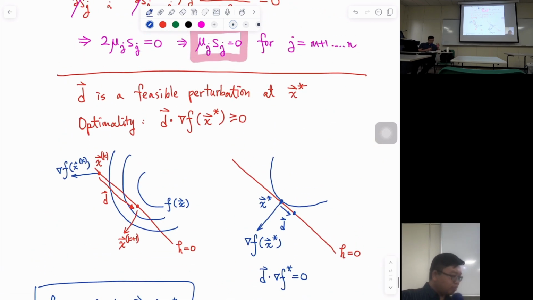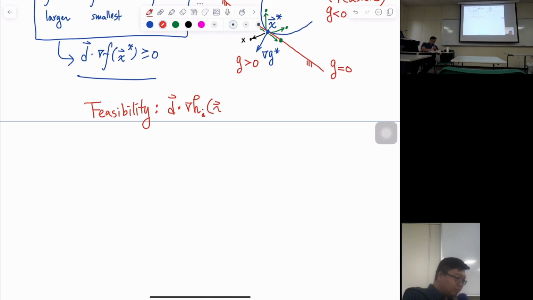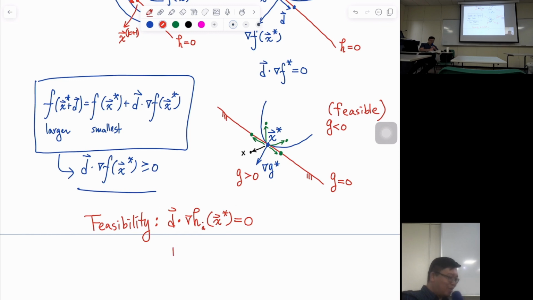Okay, so we know for optimality we want this. How about for feasibility? Earlier we already said we want this h_i at the optimal to remain zero. Just like the drawing on the upper right corner, the gradient of h would be perpendicular to my d all the time. So this drawing on the right hand side actually helped me to show this one. This is g_j, and this one is smaller than or equal to zero.